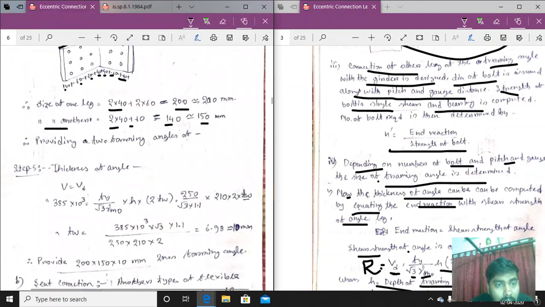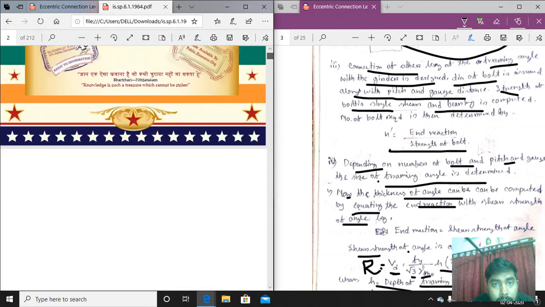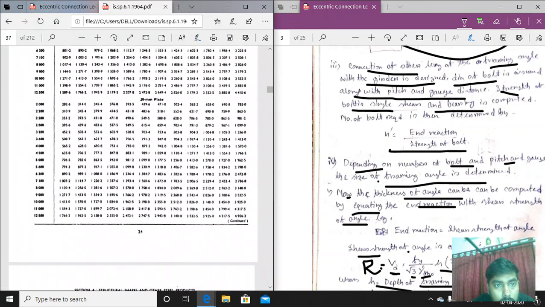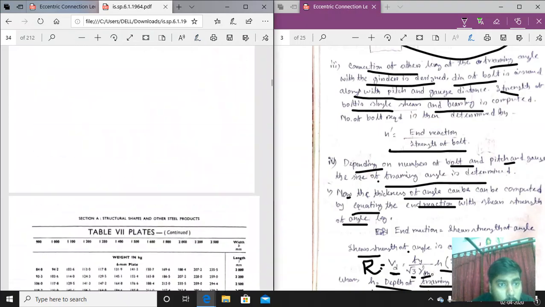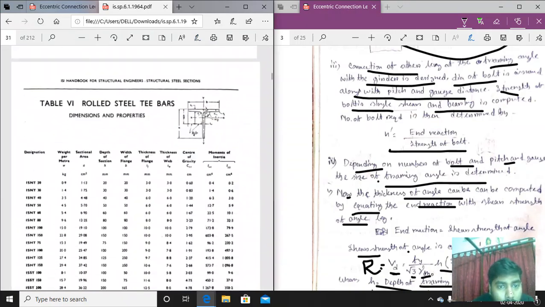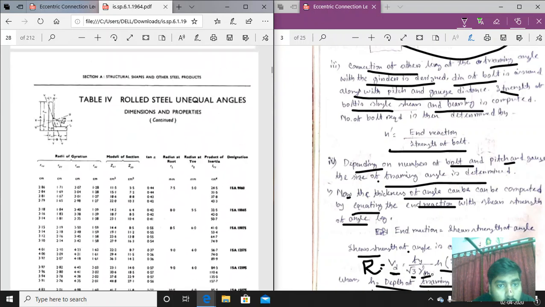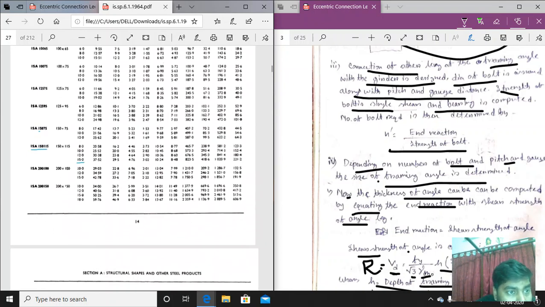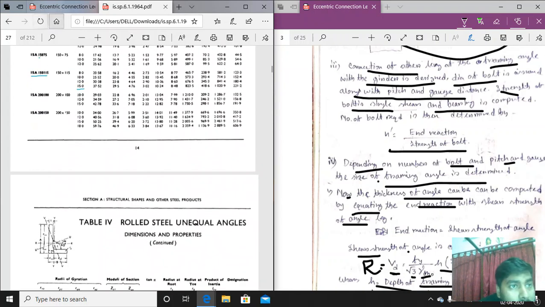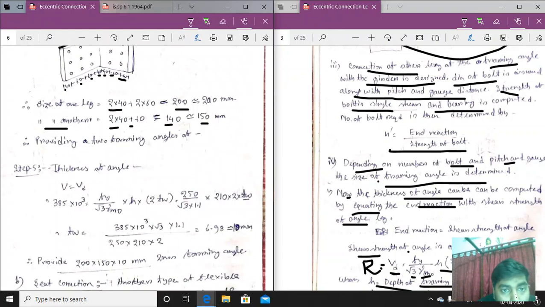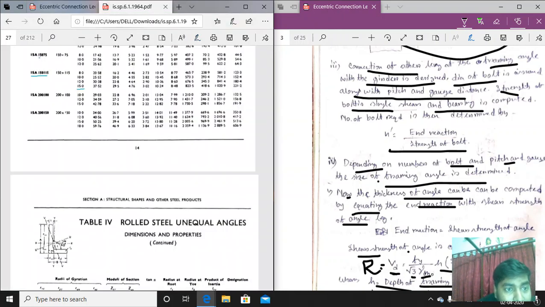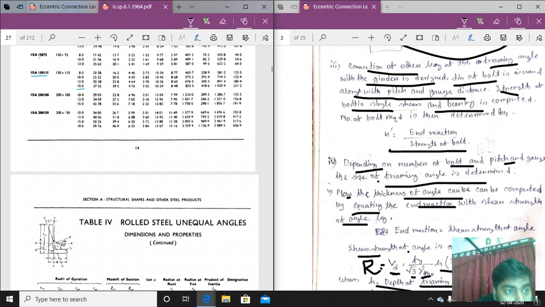So it is to be an unequal angle. So putting this value here, if we see the portion of the unequal angle, let us go to the unequal angle like this. Okay, this is the unequal angle. So we can see 250 is one of the legs. So this is to be the angle, 200 into 150. We are taking these angle values.